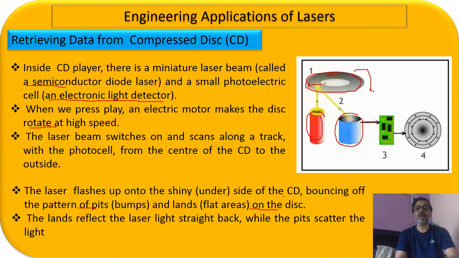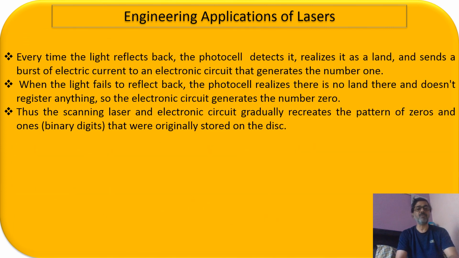So on the CD, what do you have? You have the bumps or pits and the flat surface. The land reflects the light straight back. So land, which is your unburned part, is going to reflect the light while the pits scatter the light. One is going to reflect the light and the other is going to scatter the light. So then what is happening? Every time light reflects back, the photocell detects it, realizes it is a land, and sends a burst of electric current to the electronic circuit that generates the number 1. So then what is happening?